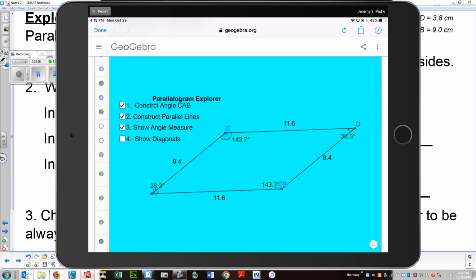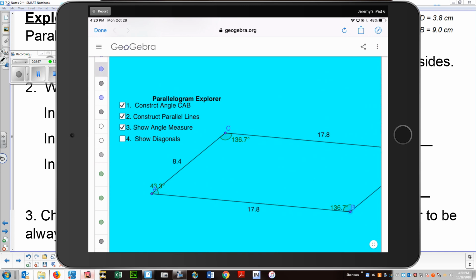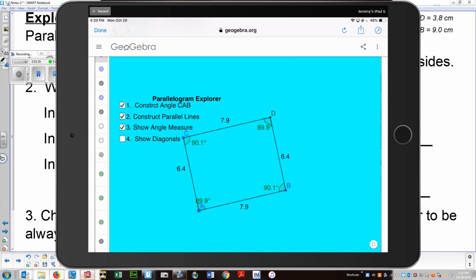Opposite sides. What about those sides? What's going on with those things? Can you tell? Well, it looks like they're congruent also. So 6.4, 6.4, 8, and 8. Our opposite angles are always congruent. Hopefully you found that one out too.